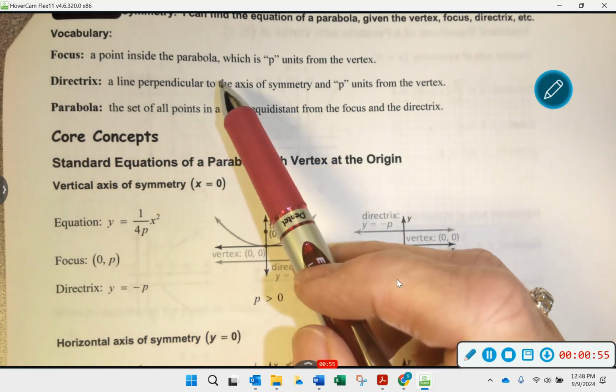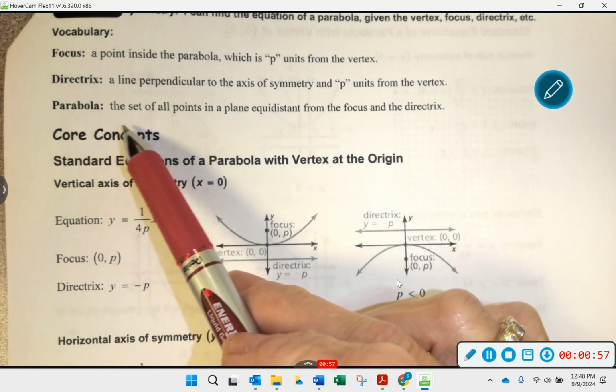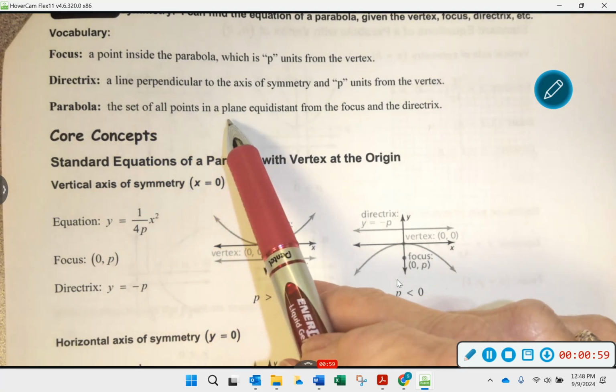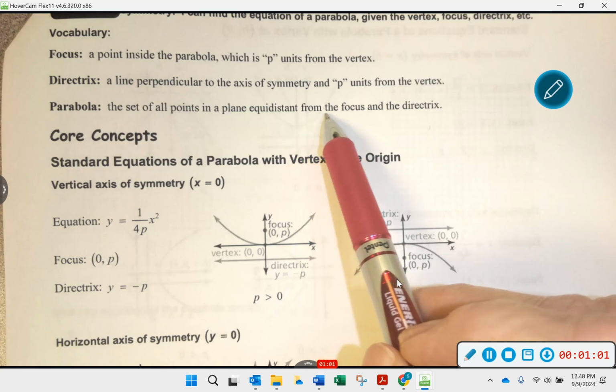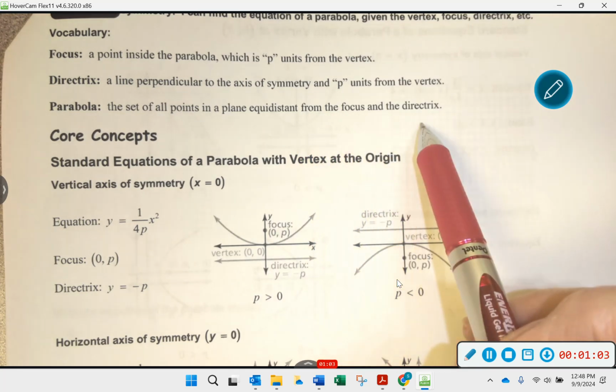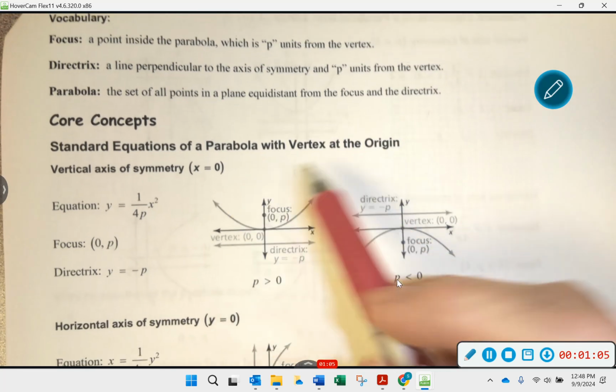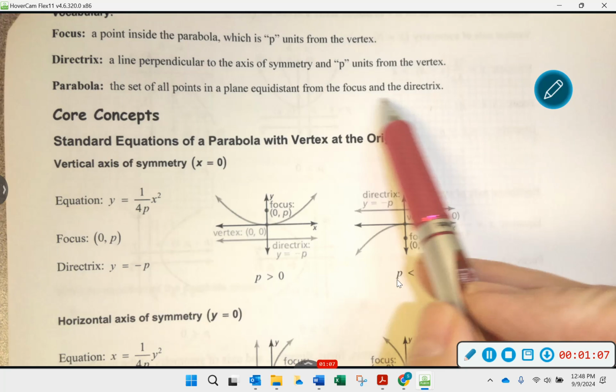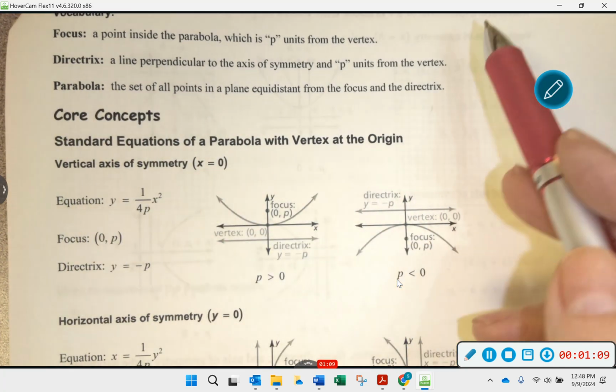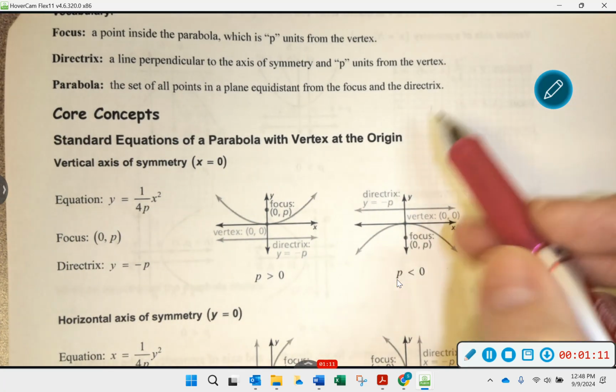Here's the definition of a parabola. A parabola is actually the set of all points in a plane that are equidistant from the focus and the directrix. All right, so what does that mean? Well, this is the definition of a parabola, but we haven't really defined a parabola yet.